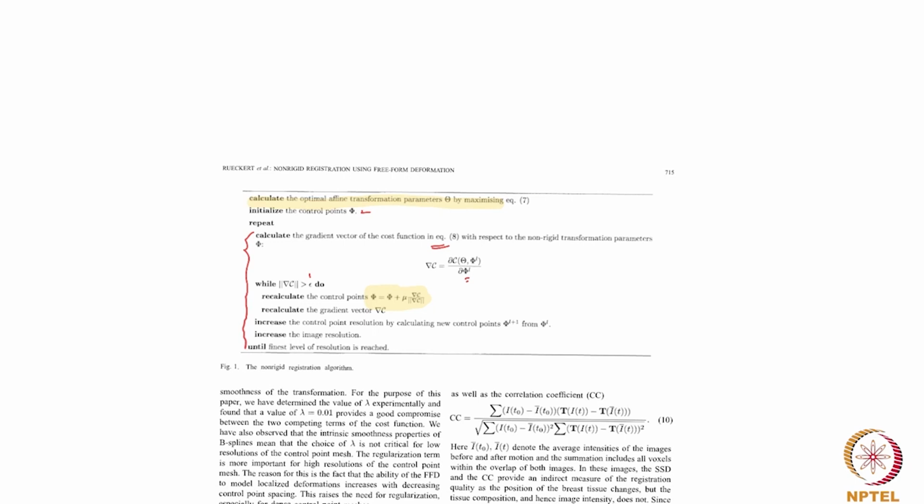But this field is still wide open, and a lot of progress is being made. People are also using deep learning to assess these kinds of deformations. We'll see that when we get to the part where we use deep learning for image analysis.